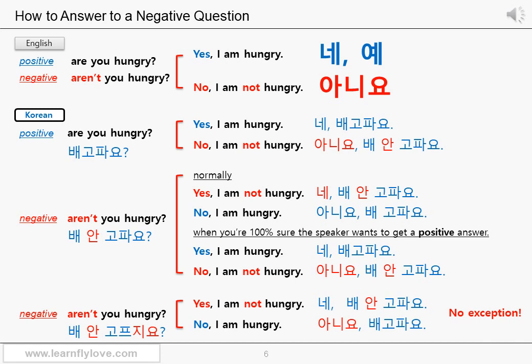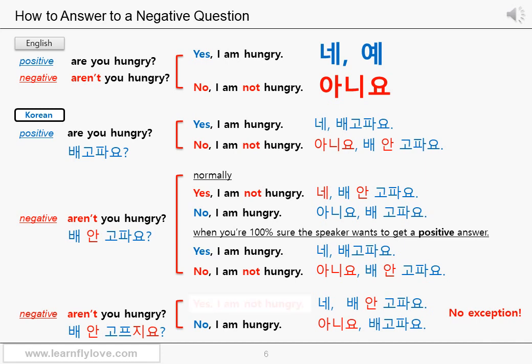Then let's see how to answer the question using the ending 지요. It's quite clear. 배 안 고프지요? The English translation of this sentence would be the same, aren't you hungry? Or, you are not hungry, are you? Which means almost the same as, I know you are not hungry, right? This question is asking for confirmation whether what I've just said is correct or not.